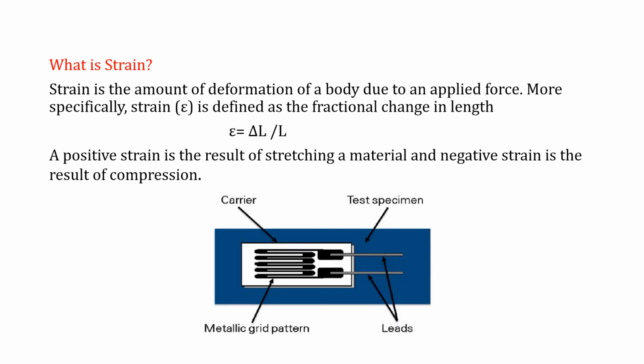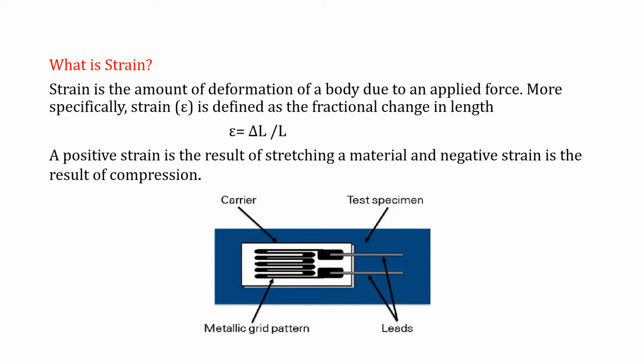Good morning. Now we'll see about strain gauges and their types. So what is meant by strain? Strain is the amount of deformation of a body due to an applied force. More specifically, strain is defined as the fractional change in length.